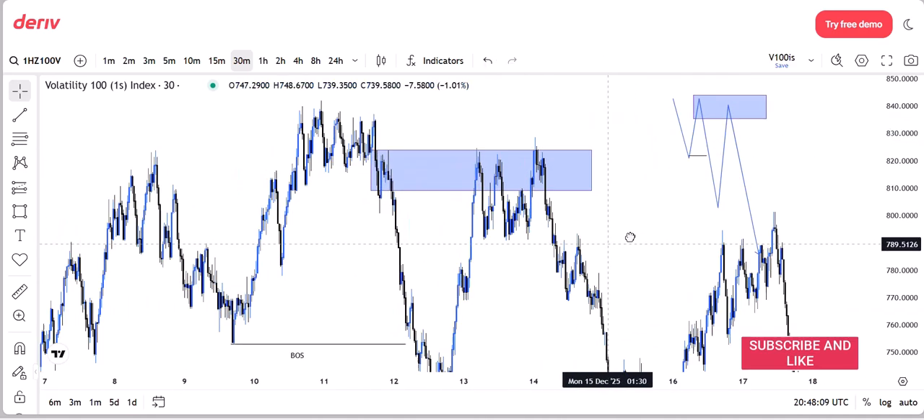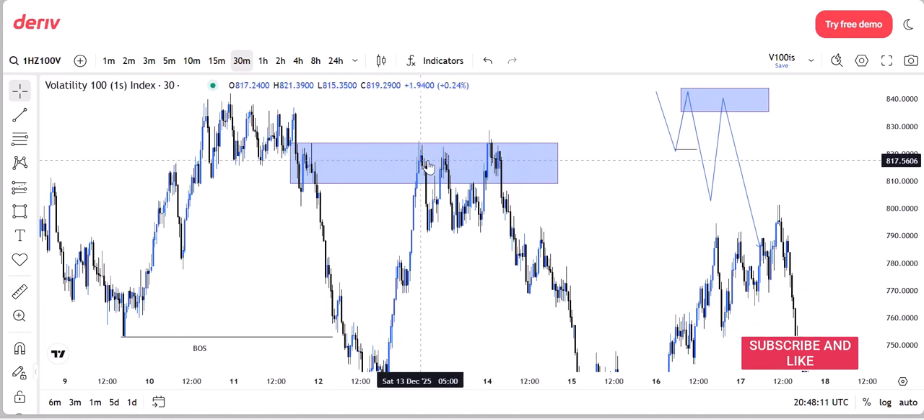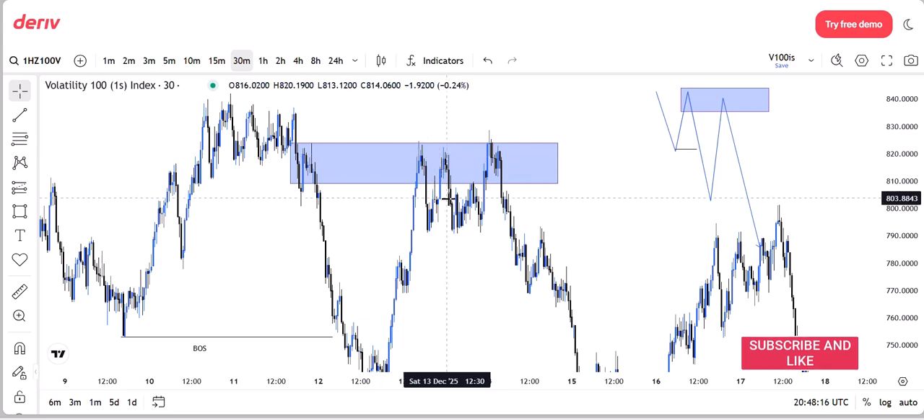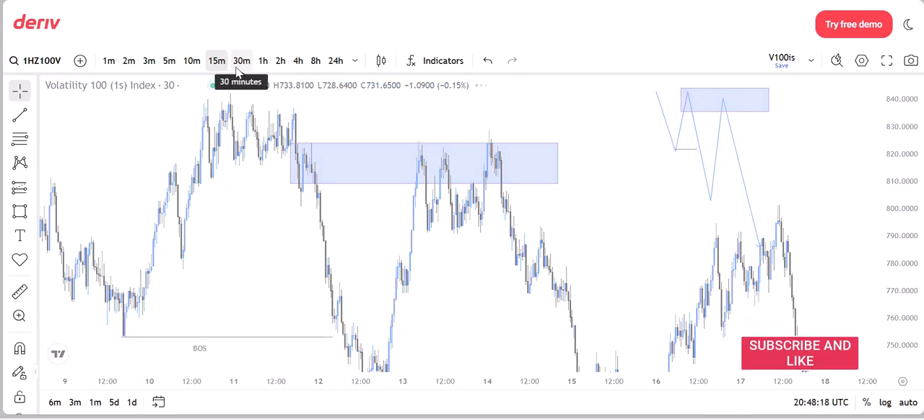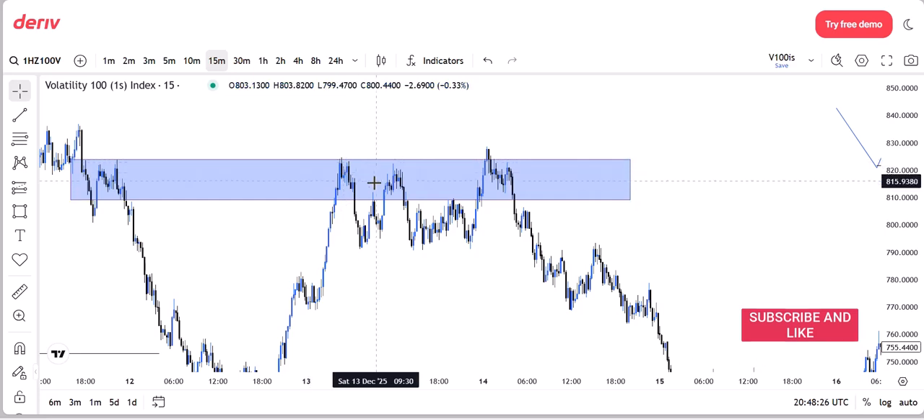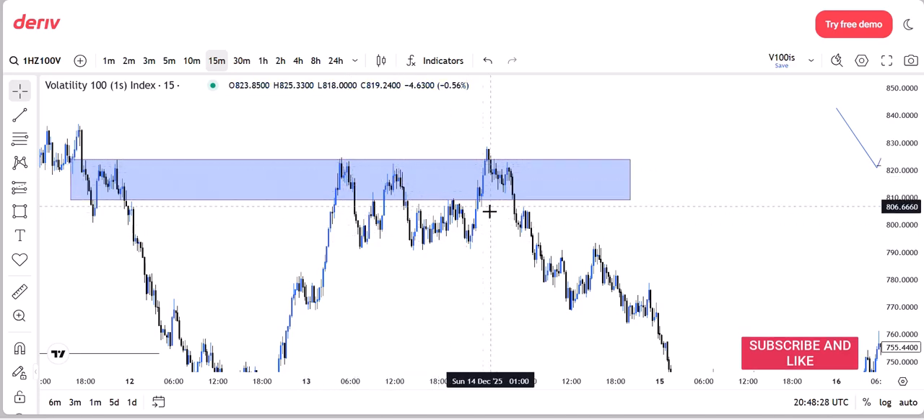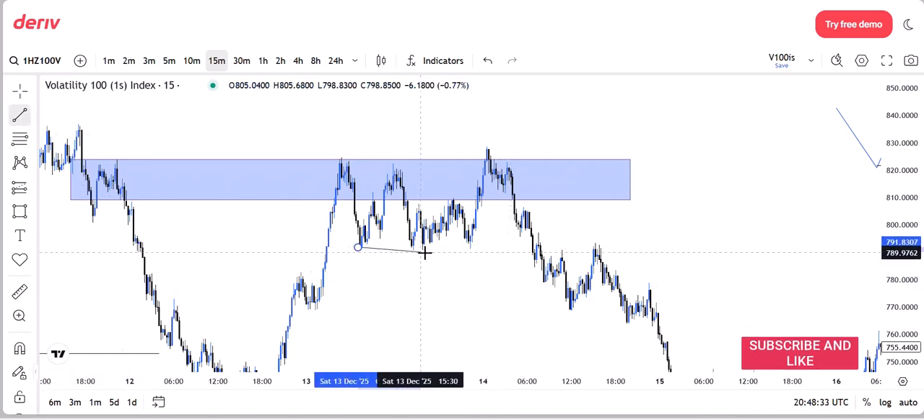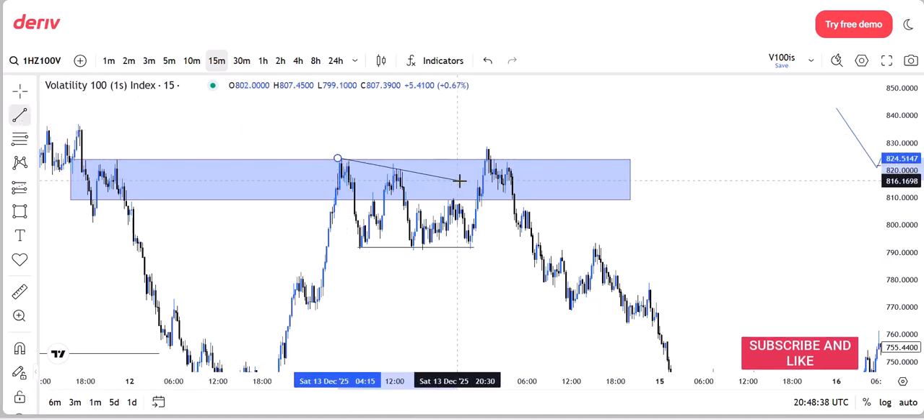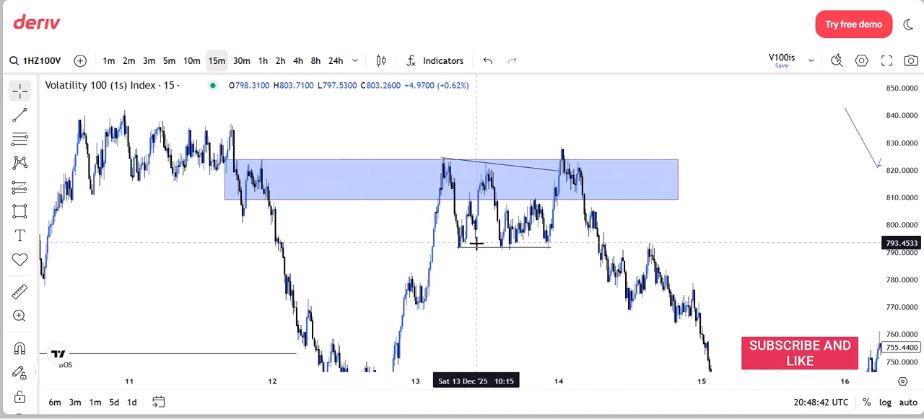Now price came in and tapped into our zone, but we didn't see something like this. So we went down to the 15-minute time frame. Coming down to this time frame, we saw what price did here. It was kind of consolidating. We see seemingly equal lows here, and then we saw what happened here.